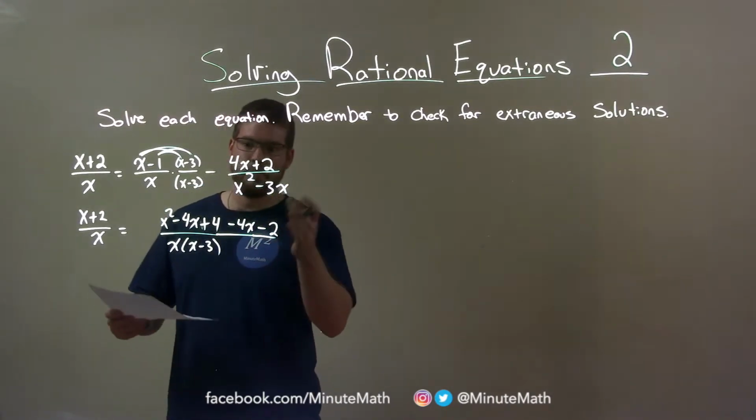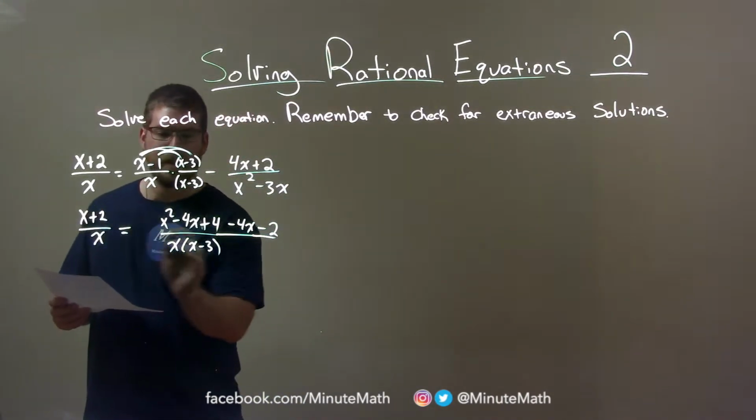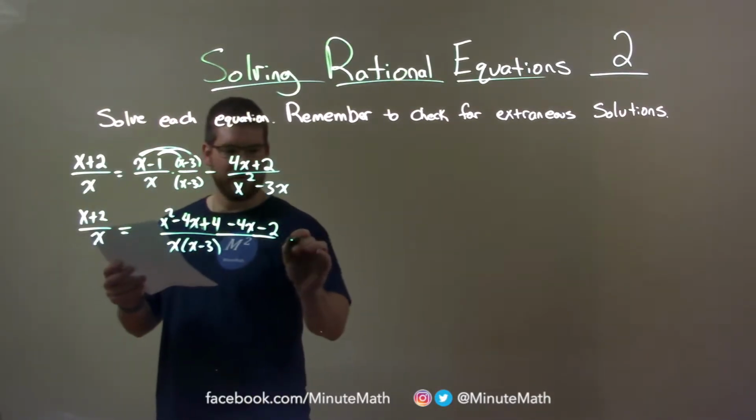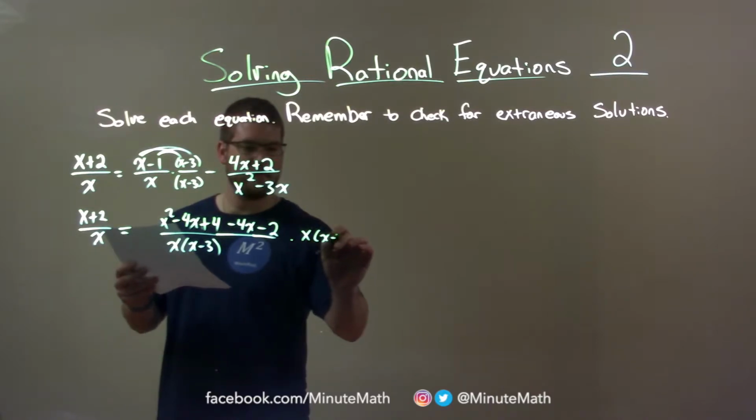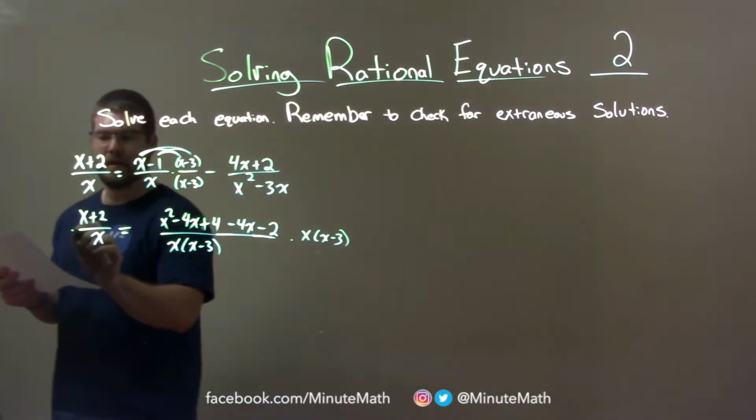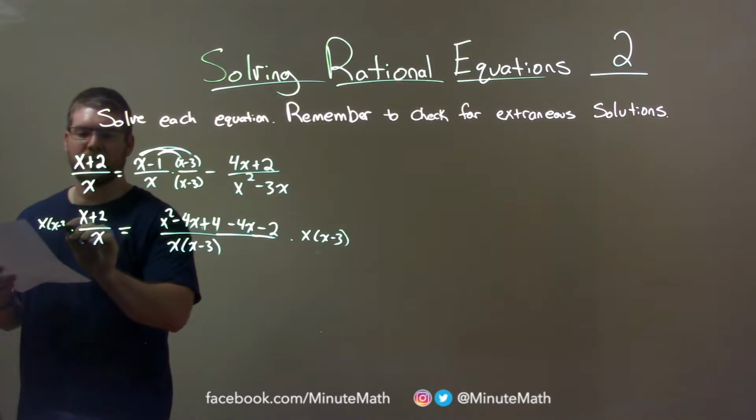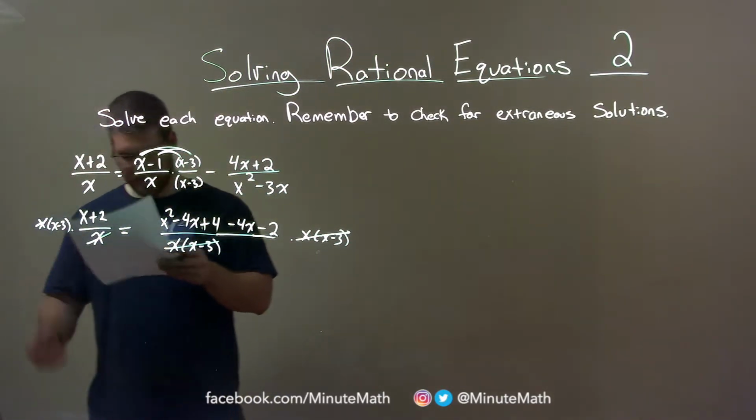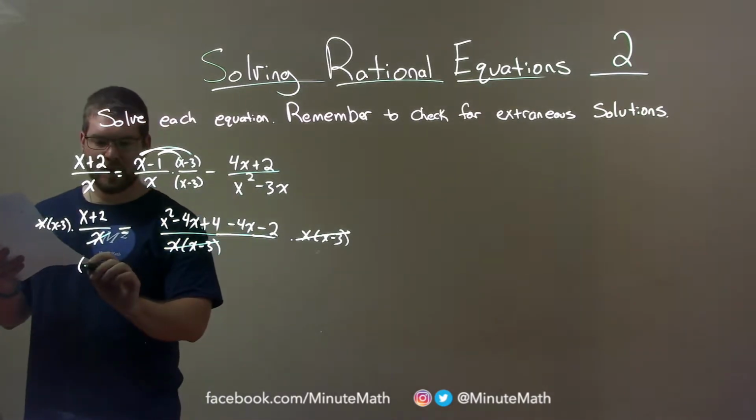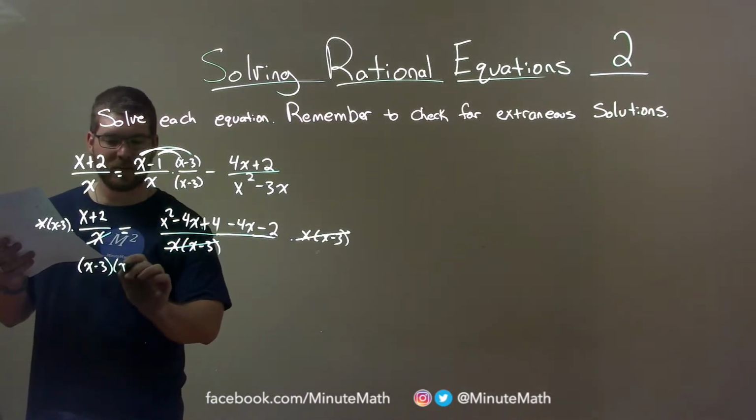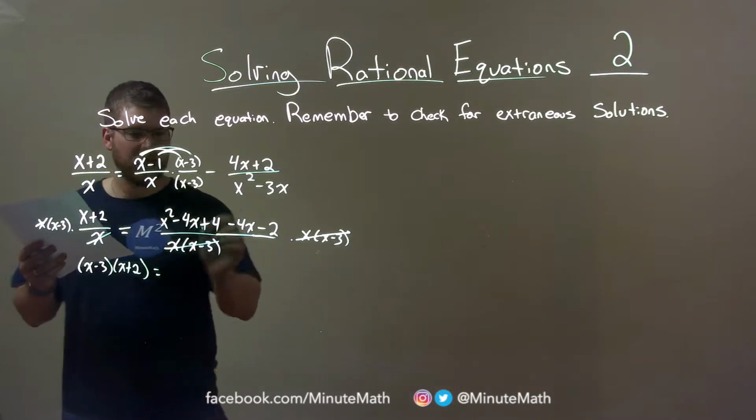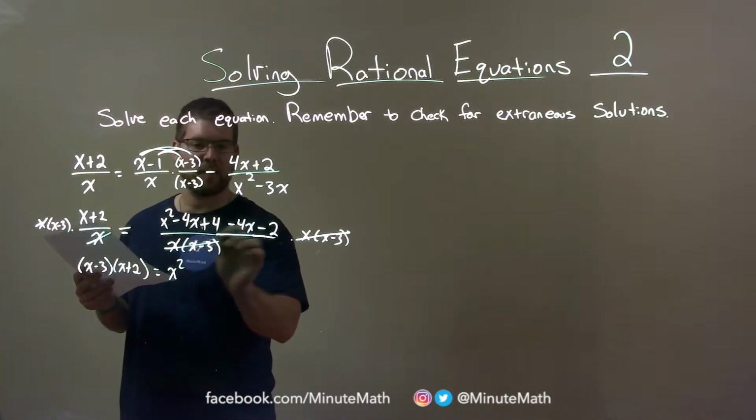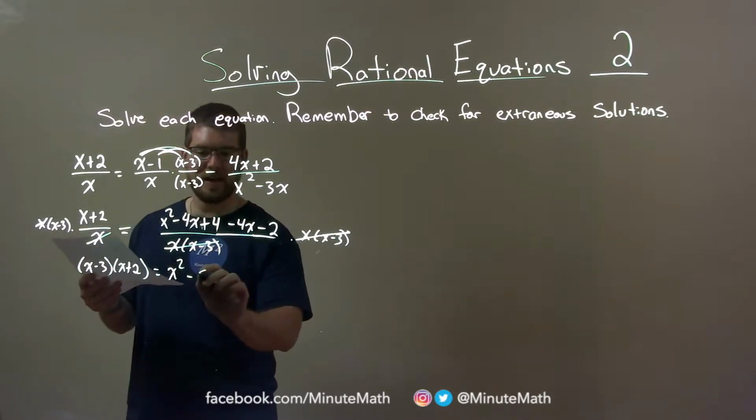All right, back to the problem. So, multiplying both sides by this denominator, x times (x - 3), and x times (x - 3) here. These will cancel, the x's cancel. And now I'm left with an (x - 3) times an (x + 2). And here we can combine this stuff. Nothing with an x², but -4x - 4x is -8x.